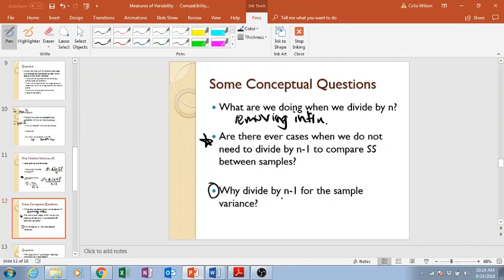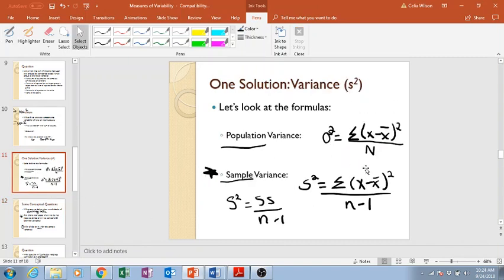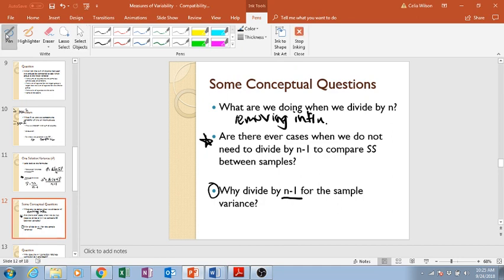So why do we divide by n minus 1 for the sample variance? Remember our formulas and how they differed. For the population, we just divide by the number in our population. But with sample variance, we divide by our sample size minus 1. So the question becomes, why n minus 1? Why not just little n, or sample size? I want to think through this question with you, because I think it'll help you understand variance a little bit as well. So imagine this situation.